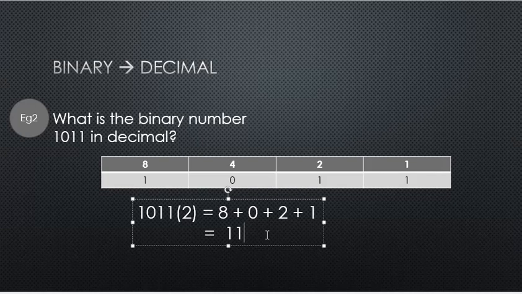Notice I haven't put any 2s or anything after it. If I wanted to be exact I could put a 10 after it to represent base 10. But by default, the assumption that we make is, if we're working in decimal, we don't have to put the base value in brackets after the number.